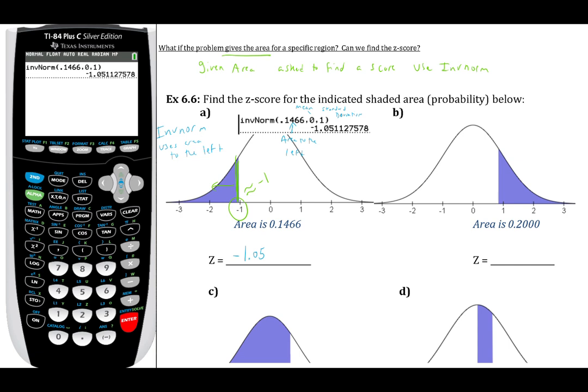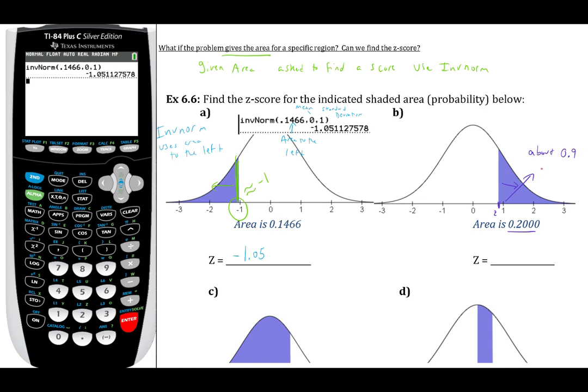All right, so now let's look at example B. Example B has an area of 0.20 to the right. It's shaded to the right, so therefore we're looking for the z-score that has an area of 0.20 to the right. You'll notice that the z-score is probably about 0.9. So that should be close to our answer.